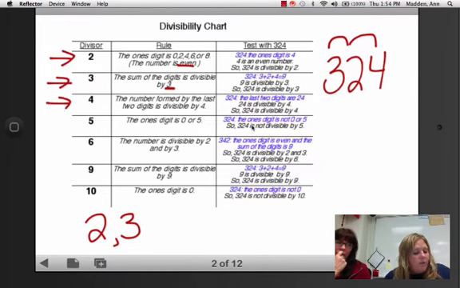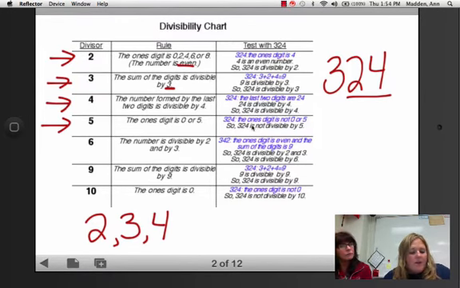Let's look at rule 4. The number formed by the last 2 digits is divisible by 4. Well, let's take a look and see. My last 2 digits are 24. Is 24 divisible by 4? It is, because 4 times 6 is 24. Therefore, 4 would also be a factor.